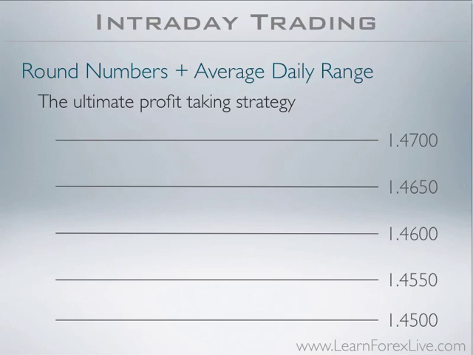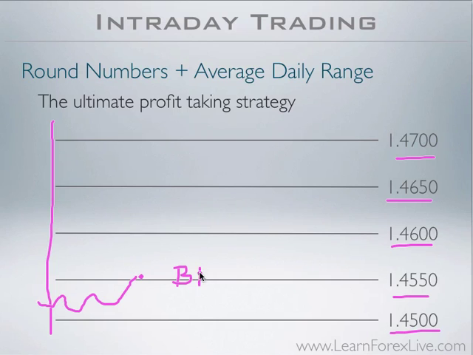Let's assume we are trading the euro against the American dollar. I have placed some hypothetical round numbers here: 145.00, 145.50, 146.00, 146.50, 147.00, etc. Let's assume the day starts in there. Price is moving just as usual. We break the 145.50 and right there our system triggers a buy entry at that level.